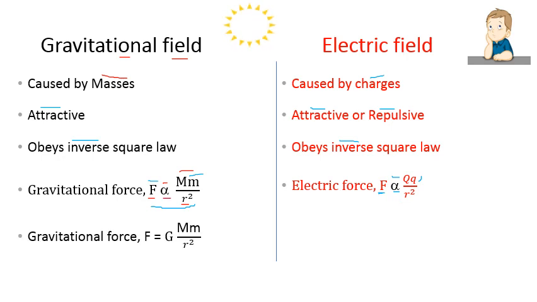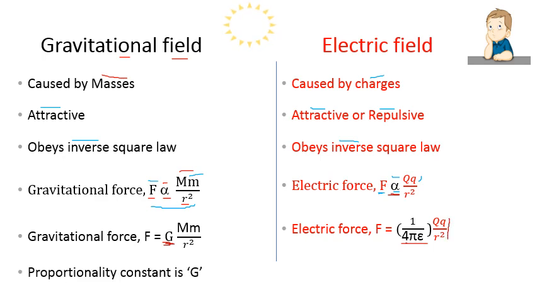Now next to this, we have to remove this proportionality sign. So we have to introduce one proportionality constant. So G is the proportionality constant in the gravitational field. While in the electric field, this proportionality constant is replaced by 1 upon 4 pi epsilon, and Q Q upon R square is as it is. Means in the gravitational field the proportionality constant is G, in the electric field it is 1 upon 4 pi epsilon. In the gravitational field, two masses are considered. In the electric field, two charges are considered. No doubt, R is the distance between two masses or two charges.